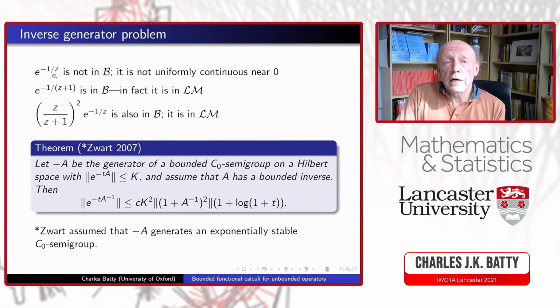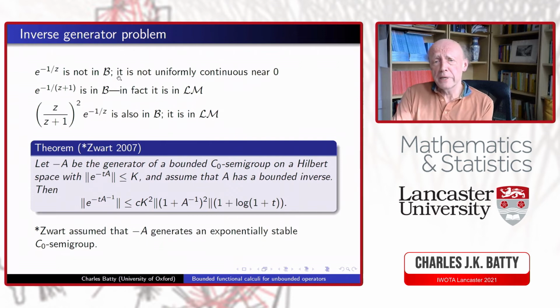The function e to the minus 1 over z is not in B because it's not uniformly continuous near 0. I already said that. So we can't apply the B calculus to that. We could apply it to this one, but then we've shifted things, which isn't quite right. And we can apply it to this because this is in B. In fact, this is even in LM. If you took away the square, it would not be in LM, but it would still be in B.